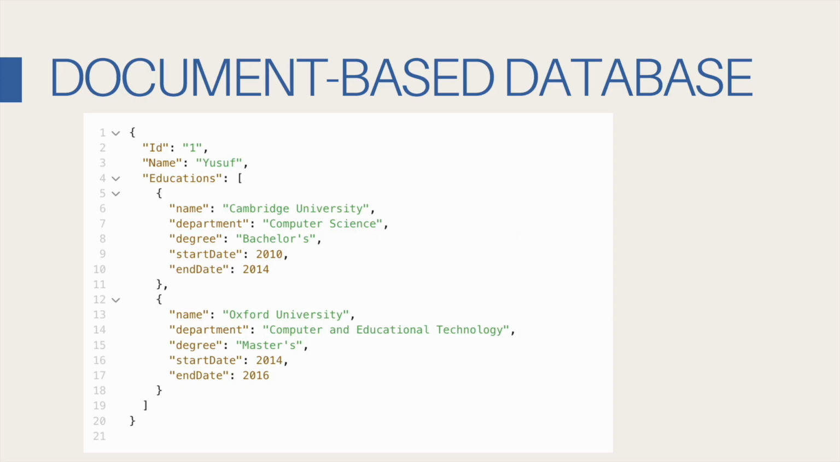Let's start with a simple example. Imagine we are storing users in a database, and each user has an education history. It could be university name, degree, start date, end date, and so on. In a document-based database, we might keep all of the data in one document, like that. It looks perfect. But there is a big problem.